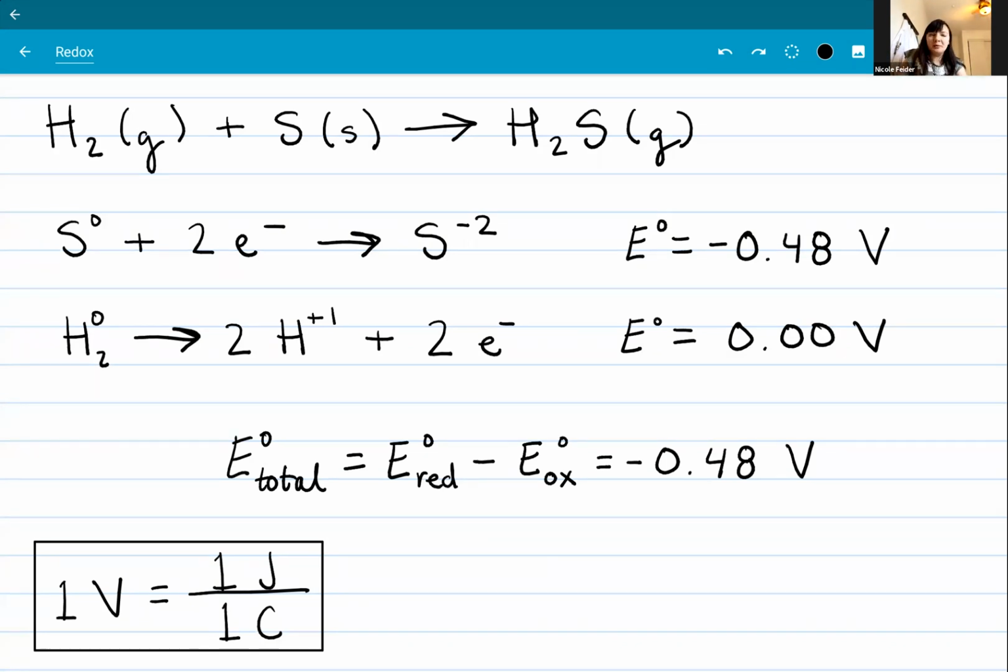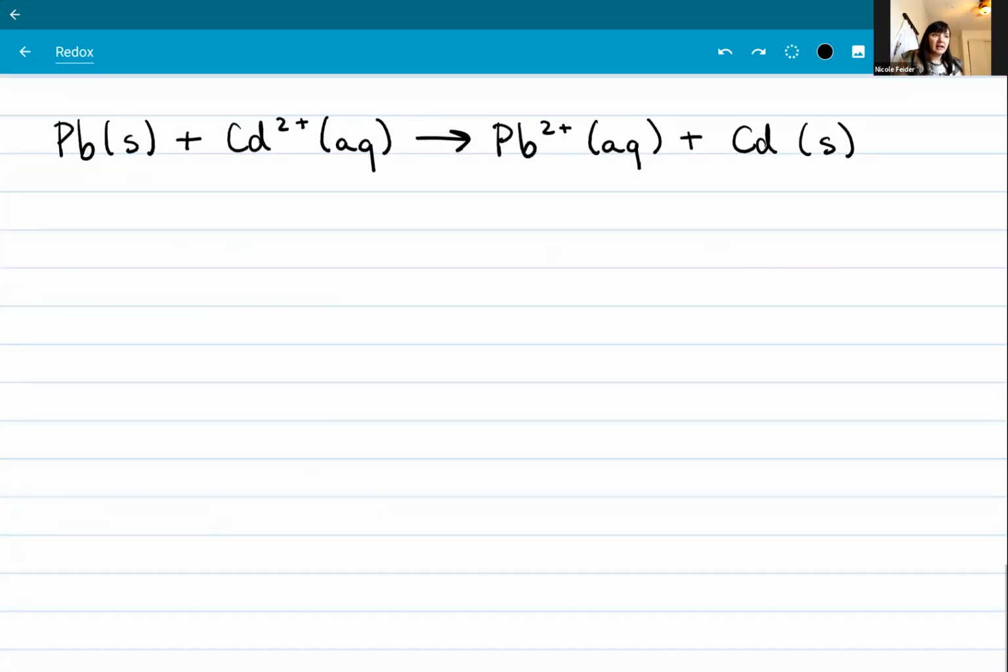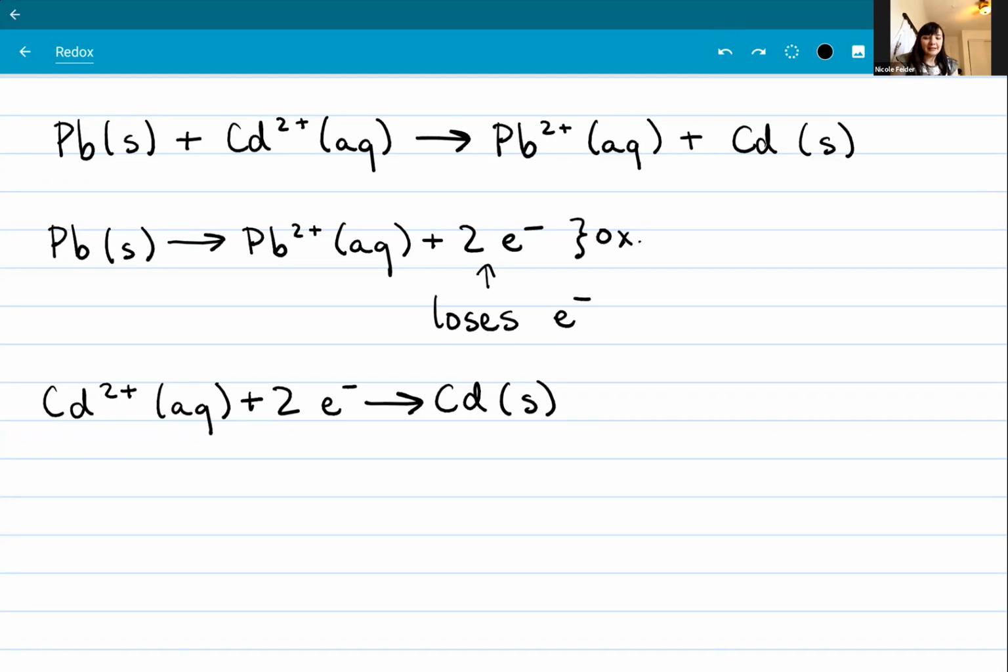Let's look at just one more example really quickly to make sure we've got this straight. So solid lead and aqueous cadmium-2 react to form aqueous lead and solid cadmium. The two half reactions here are solid lead producing aqueous lead and 2 electrons, and aqueous cadmium picking up 2 electrons to form solid cadmium. The lead here is losing electrons, so it's being oxidized. And the cadmium is gaining electrons, so it's reduced.